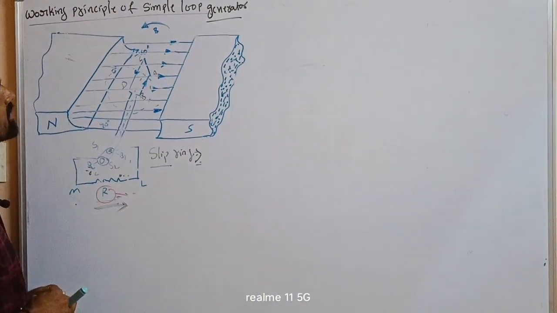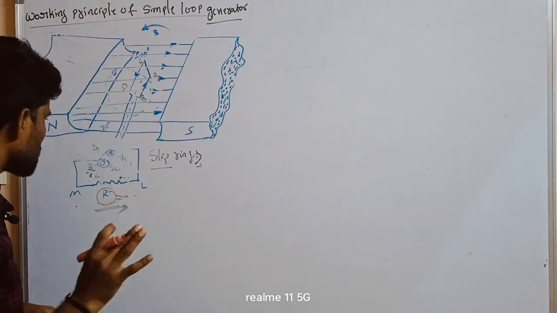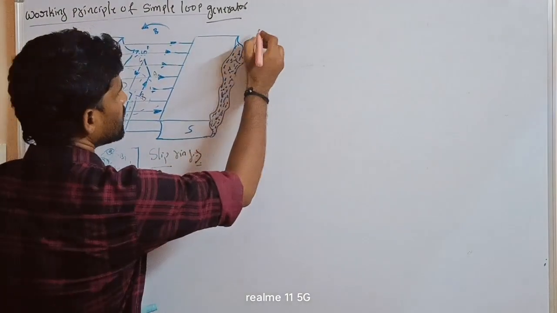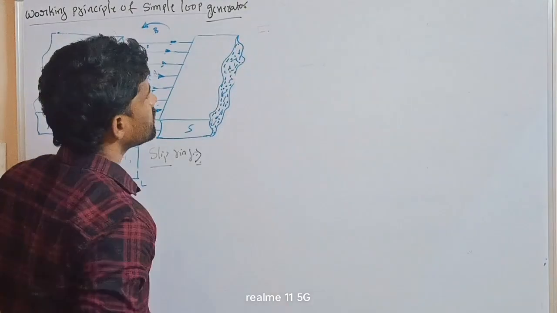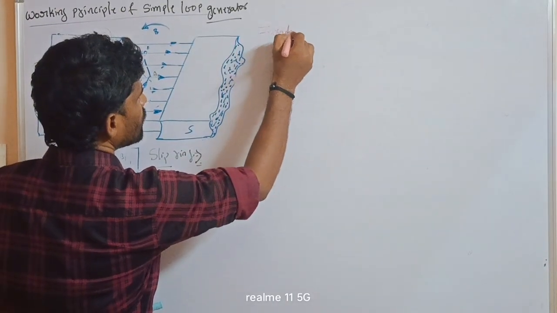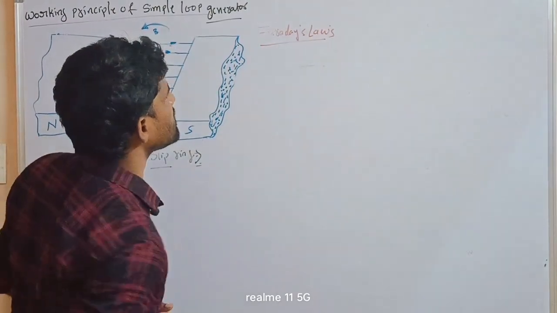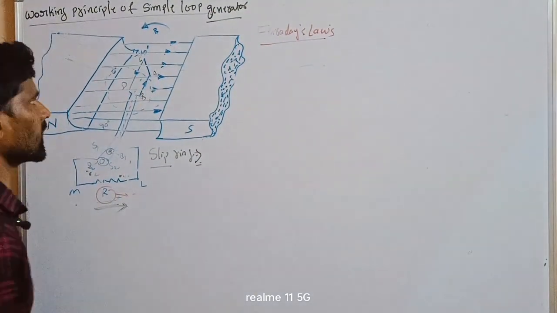Working principle of a simple loop generator. To explain this, first we need to know some of Faraday's laws. What is Faraday's first law?